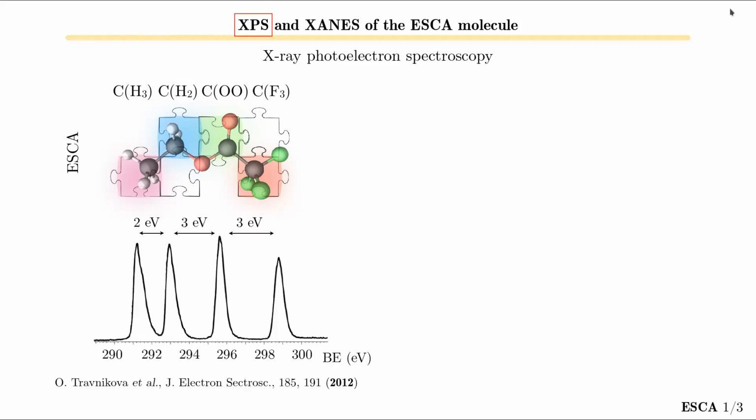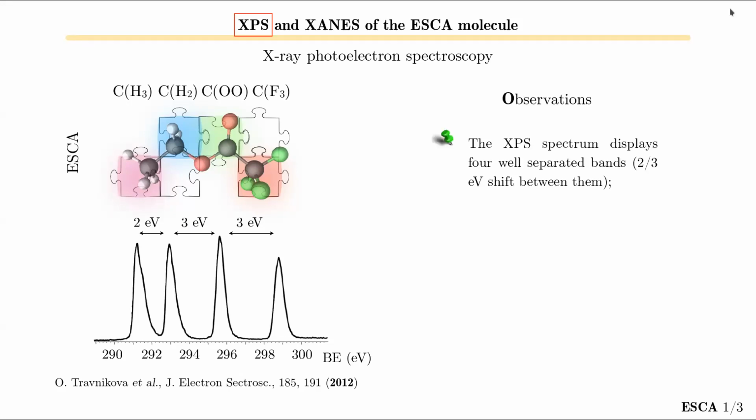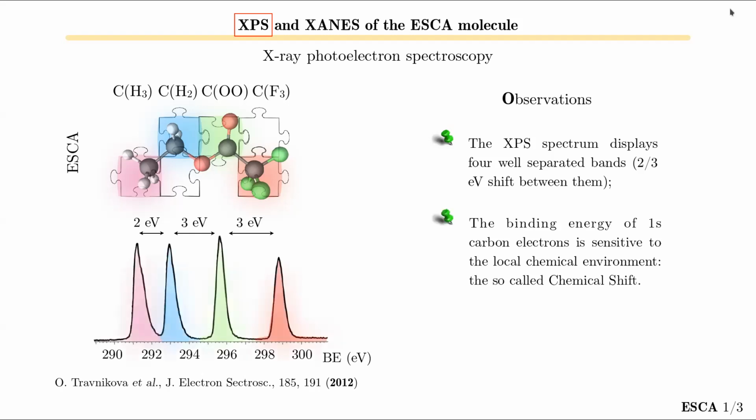And indeed, by doing the XPS spectroscopy, so photoionization in the X-rays, one realizes that the spectrum is described by these four bands, well separated, 2, 3 eV from each other. Basically each band pertains to a different carbon atom. And theoretical calculations, which are the arrows in the plot, basically reproduce the results that we have in the experiment.